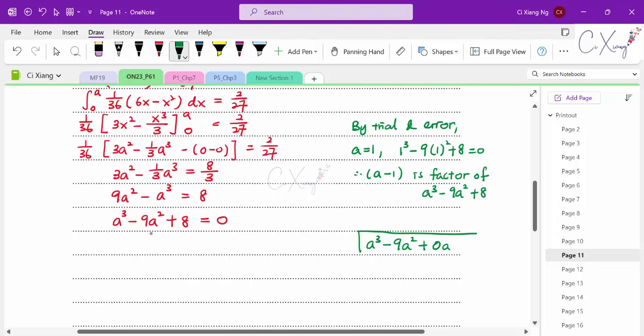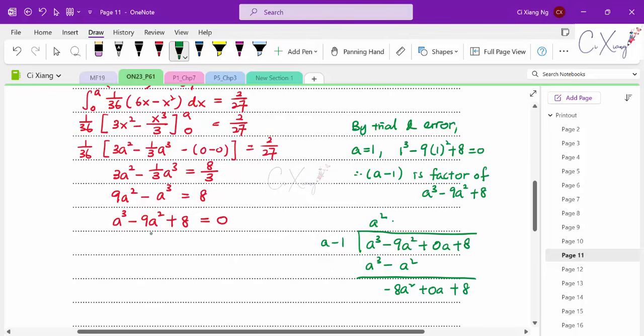So plus 0a plus 8, and I'm dividing by a - 1. The details of long division, I'm not going to discuss here. If you need some guidance, please have a look at the video that explains this part in the playlist. So negative 9a^2 minus negative a^2, you have negative 8a^2. Then after that, I bring down plus 0a plus 8.